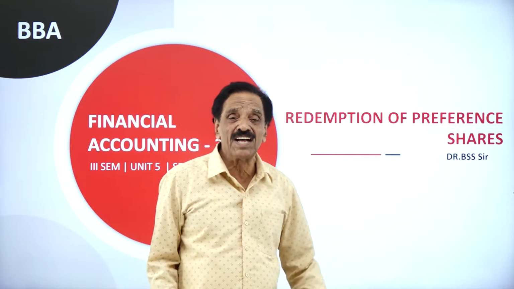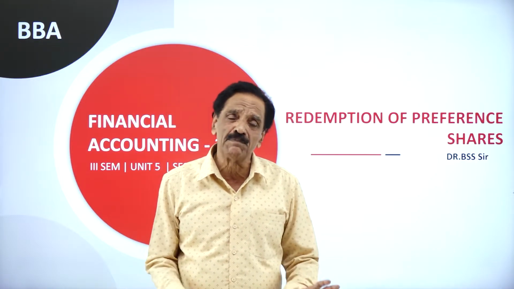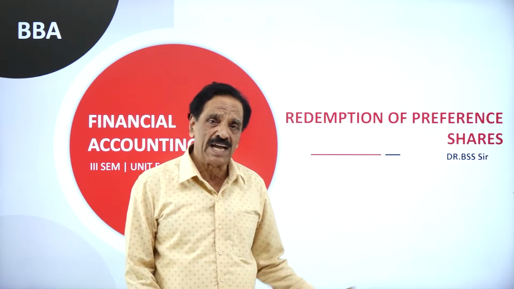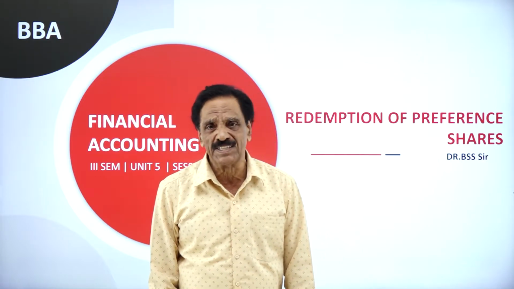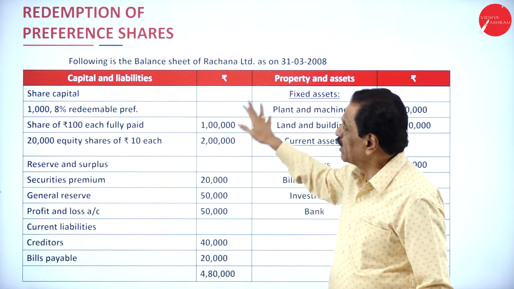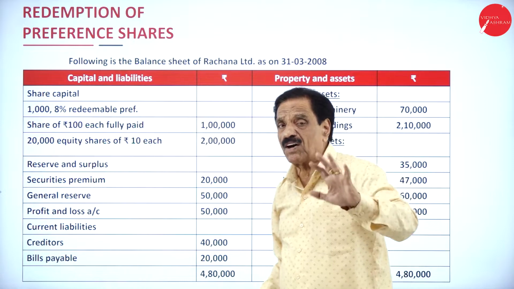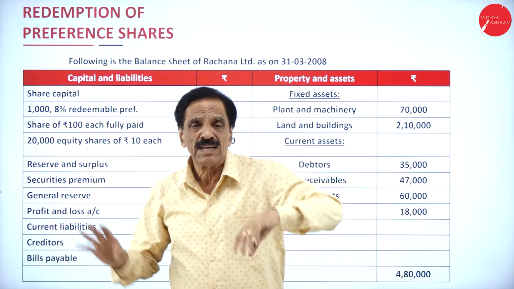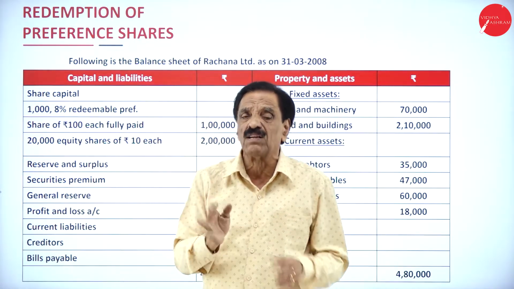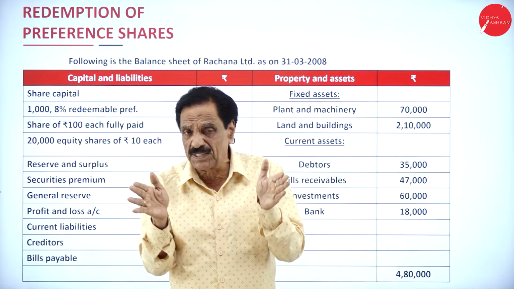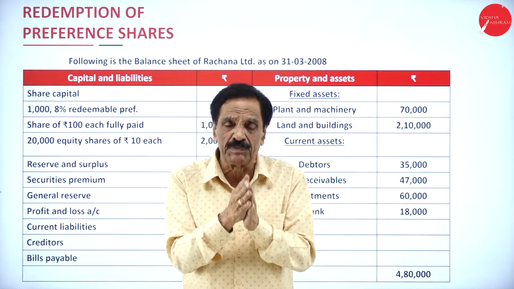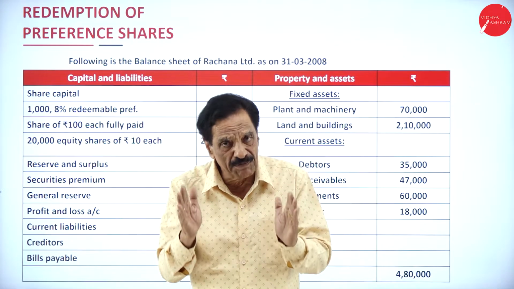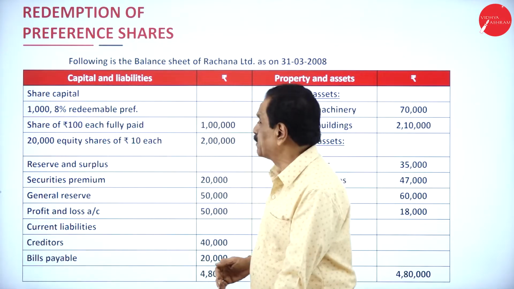In the last session, I have explained the entry for 10 marks. This session, we are going to have general entry with a balance sheet. Here, redemption of preference share with a balance sheet. So far, we solved only for 10 marks. This is for 15 marks question. You have to prepare the redemption of preference share entry and a balance sheet you have to make after the redemption of preference share. First, I will explain this.